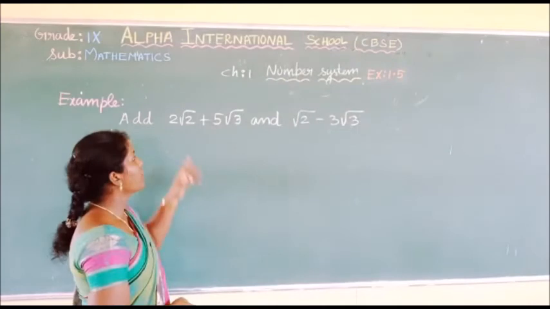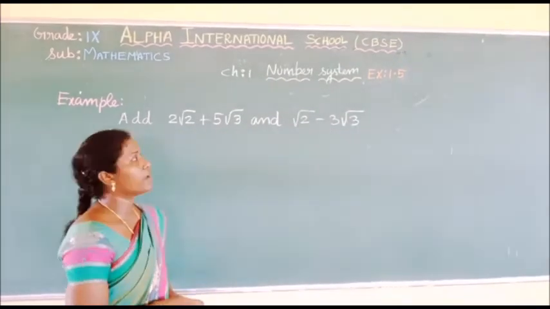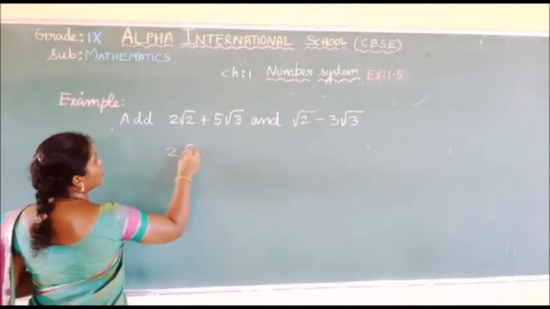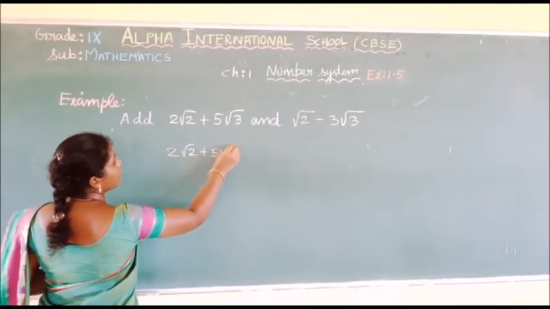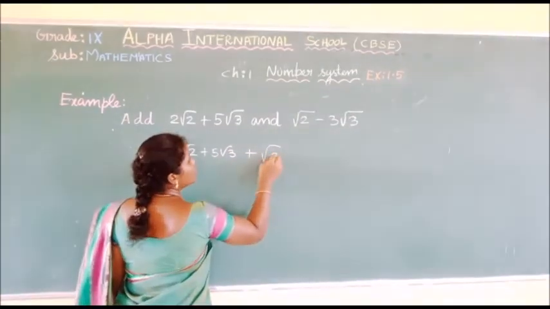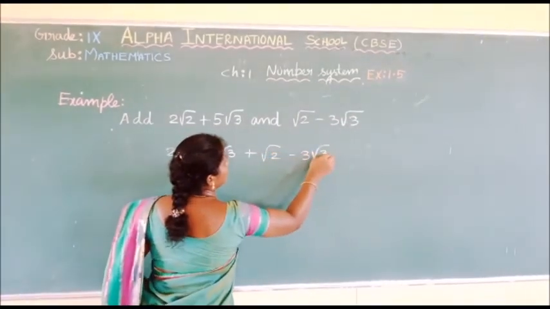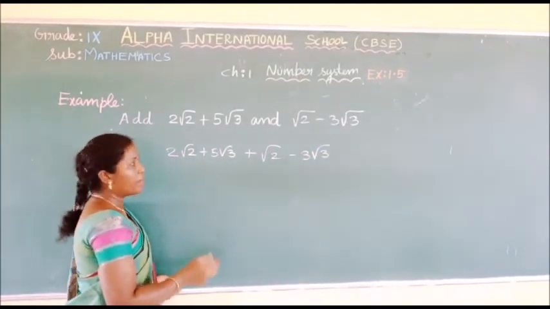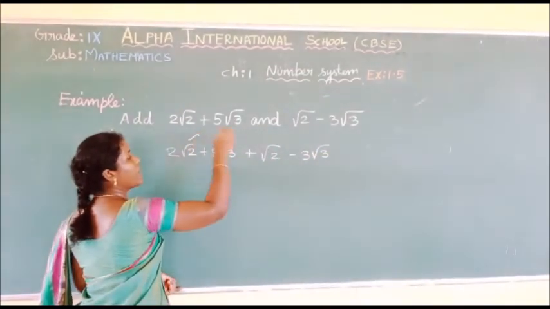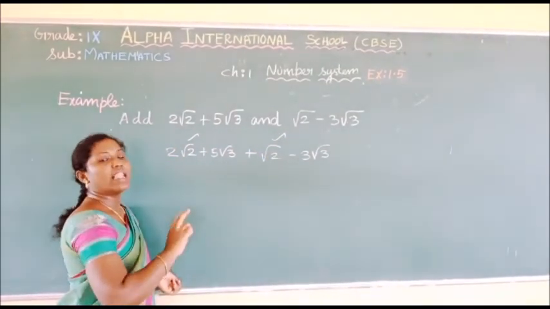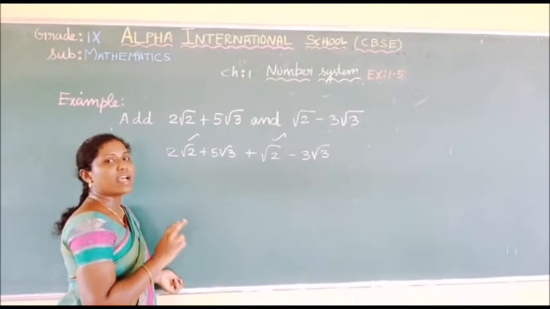As here, if we are having square roots, we have to add these two. So 2 root 2 plus 5 root 3, plus we have to add simultaneously root 2 minus 3 root 3. Here root 2 and root 3 cannot be added, but root 2 will be added with the root 2 value. How do we use it in algebra? Like terms are added and like terms are subtracted.